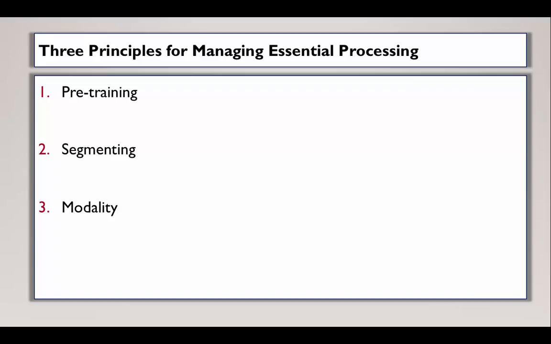Essential processing is the process of mentally processing the essential material from a lesson in working memory. So it is important to assist learners in managing essential processing without overloading the learner's cognitive capacity. Mayer suggests 3 principles for managing essential processing: pre-training, segmenting, and modality.